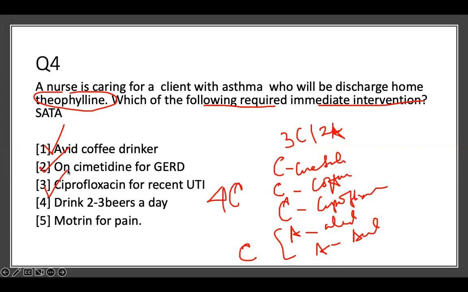Drinks 2 to 3 beers a day, yeah, 4 strikes. And then Motrin for pain, well, this is fine. Motrin is better than acetaminophen. So 4 out of 5 strikes. We're going to check the medication. I don't think this patient should go on with theophylline. And this is how you answer questions.